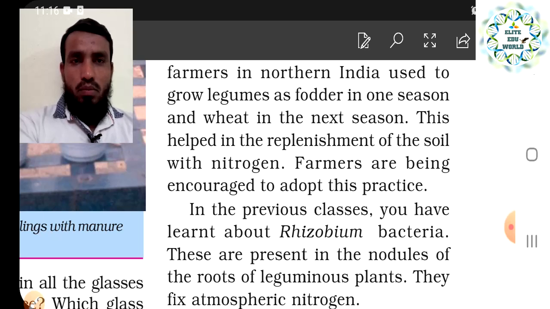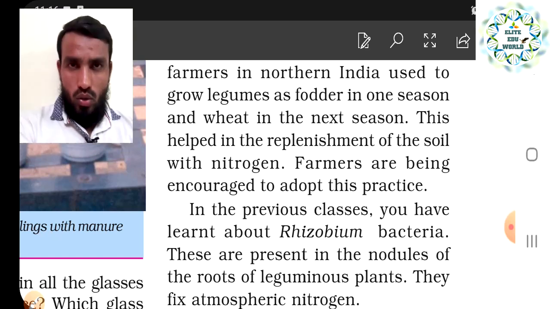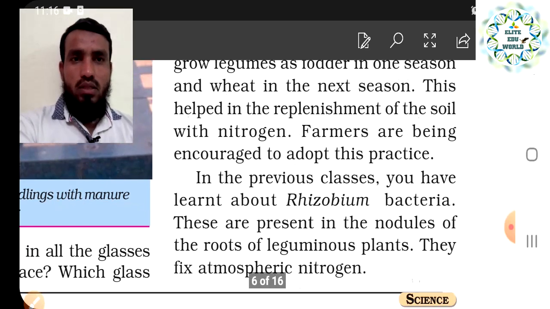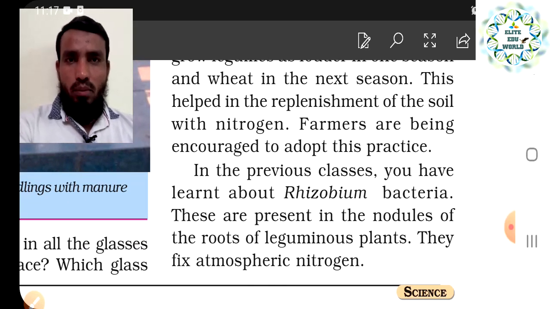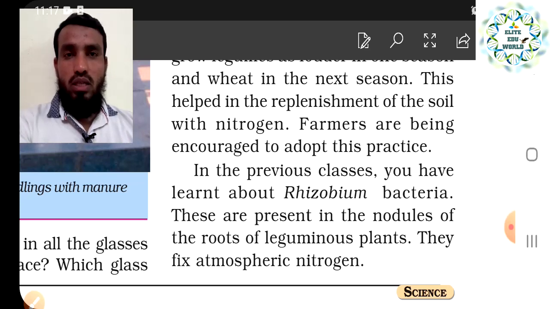happen, because these legumes have root nodules, and the bacteria called rhizobium grow in these root nodules of the plant. Actually this is an example of the symbiotic relationship between rhizobium bacteria and that plant, because rhizobium will help the plant to fix the nitrogen, because this is one of the main things.